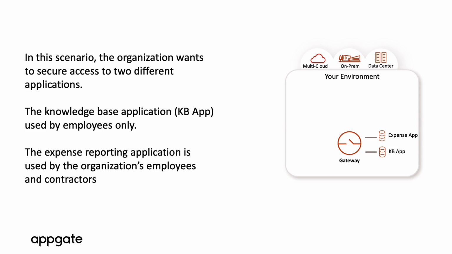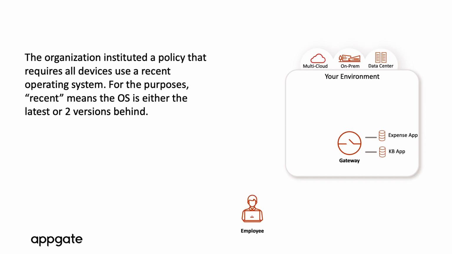This demo will build upon the earlier example to address a scenario where an organization wants to secure access to two different applications. The first is a knowledge base application used by employees. The second application is for expense reporting. It is used by both employees and external contractors. This organization instituted a policy that requires all devices have a recent operating system. For their purposes, recent means the current version or no more than 2 versions behind. Check out the previous demo video to see how we set that up.